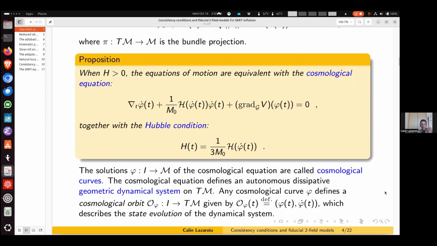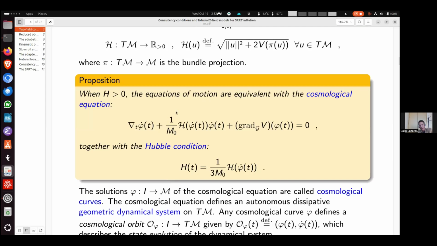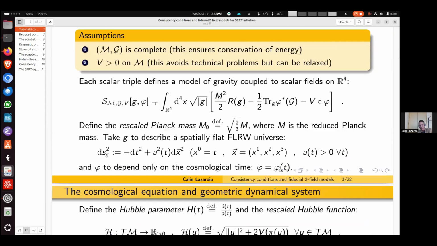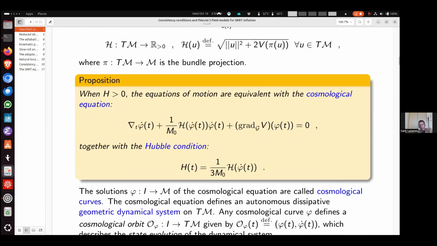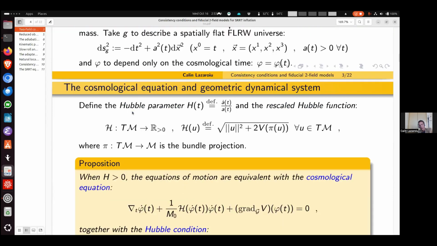So now the proposition, which follows from a simple variational computation, is that when H of t happens to be strictly bigger than 0, which is what we assume throughout, which is standard in cosmology, the equations of motion that follow from this action that I had before are equivalent with two conditions, namely with the so-called cosmological equation, which is written here, together with the so-called Hubble condition. Now, the cosmological equation is a nonlinear geometric ODE of second order.